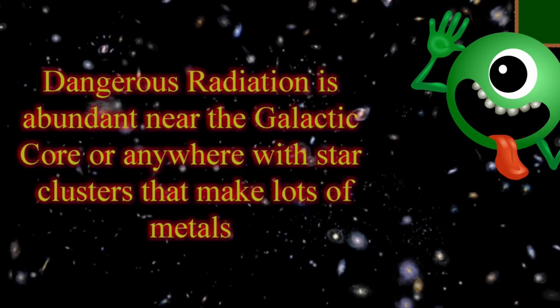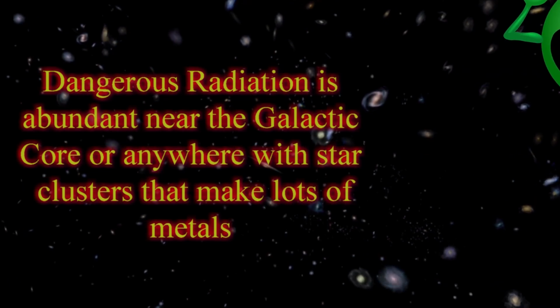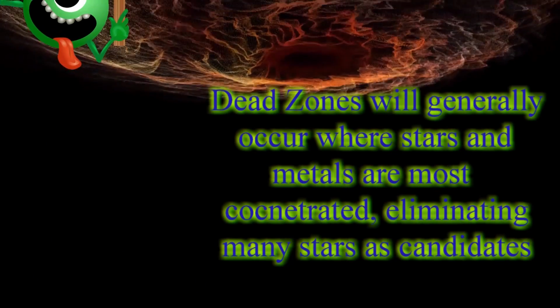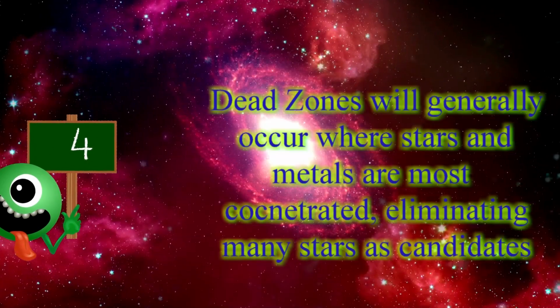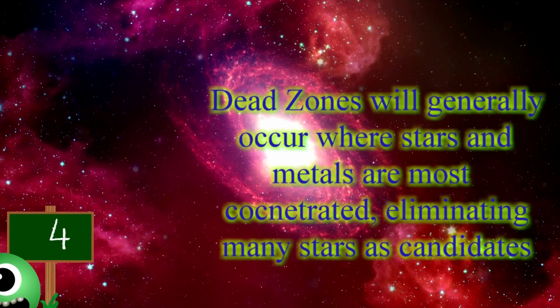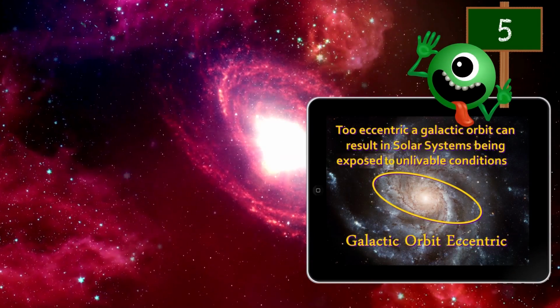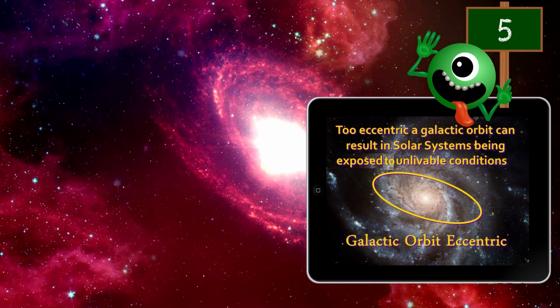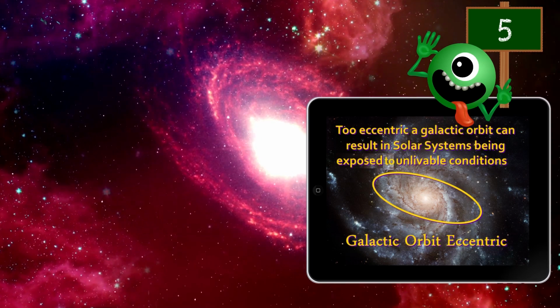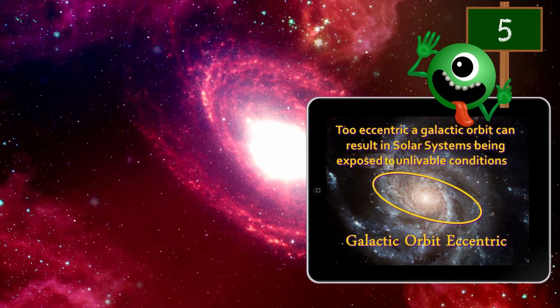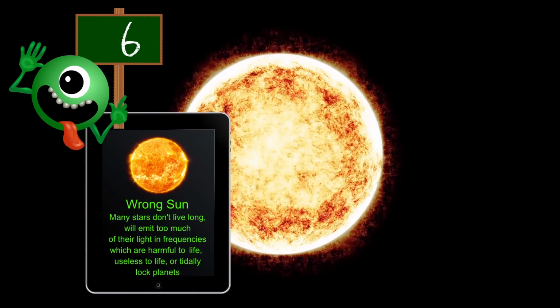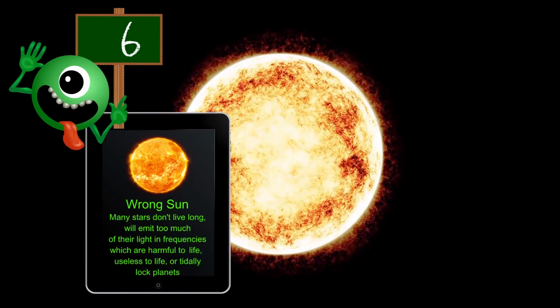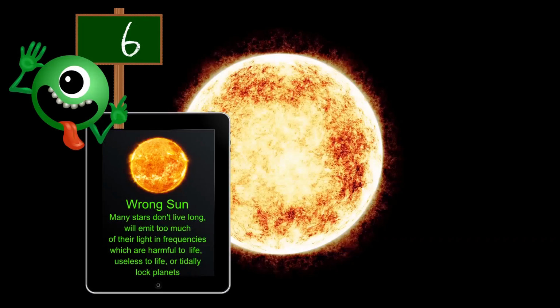The places near the center of the galaxy, with the most metals, are saturated with hard radiation. 4. Galactic dead zones. The core isn't the only place with too much radiation, or too high a density of stars for stable solar systems to be very likely. 5. Stable galactic orbit. Lots of solar systems wander the galaxy in much more elliptical orbits than we do, popping in and out of those danger zones. 6. Wrong sun. Big stars don't live long enough. Small ones have their own problems, especially much smaller red dwarfs as we looked at in the Habitable Planet series.